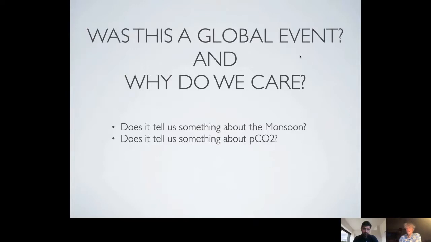So the question is, was this a global event, this late Miocene carbon isotopic event and the C3-C4 vegetation transition? And then you might ask, well, why do we care? Does this tell us something about the monsoon, like Jim Zachos suggested, or does it tell us something about CO2 in the atmosphere? I mean, as you must be aware, everybody's worried about the CO2 in the atmosphere. It's now at record highs for the Pleistocene. We have not had this much CO2 in the atmosphere since the Pliocene.